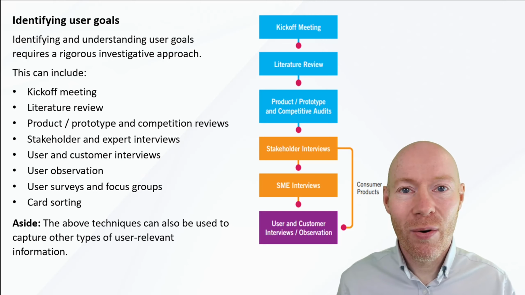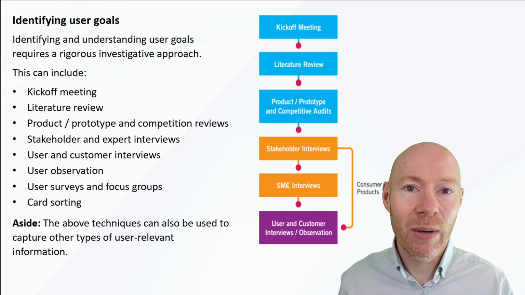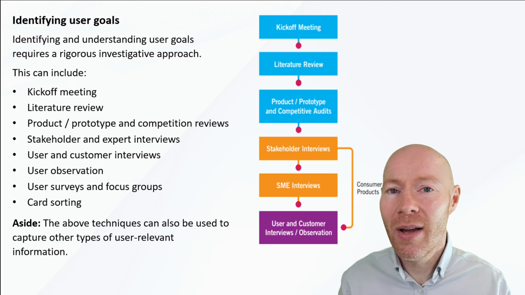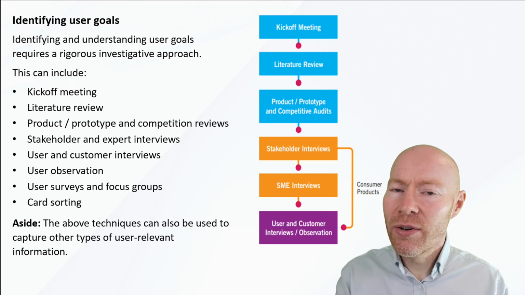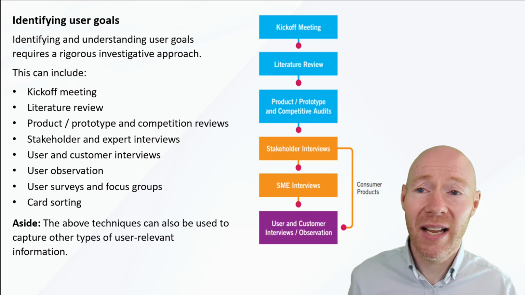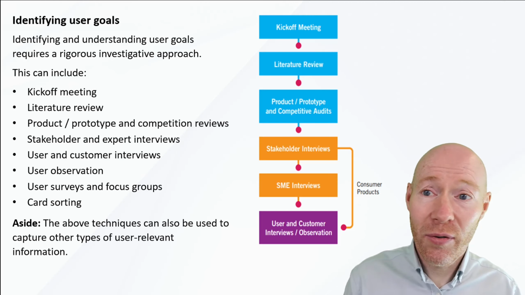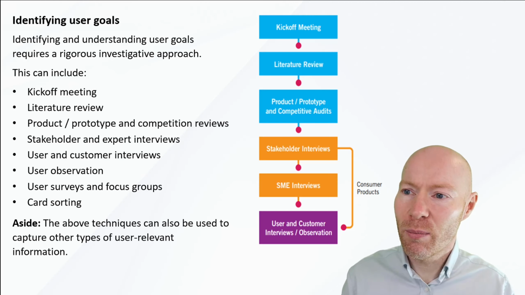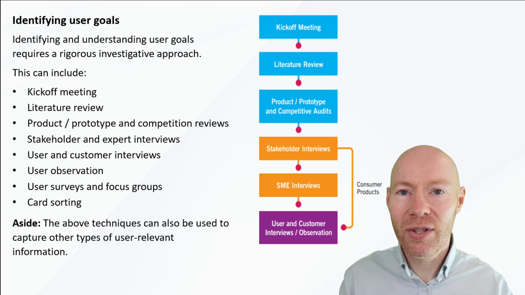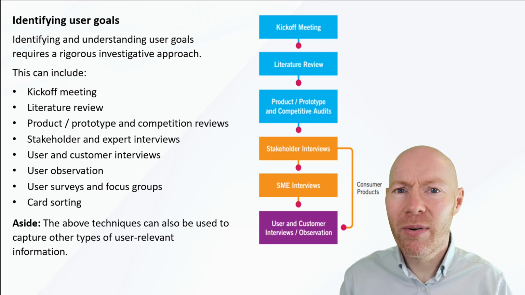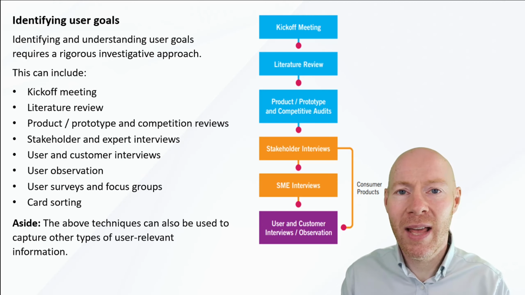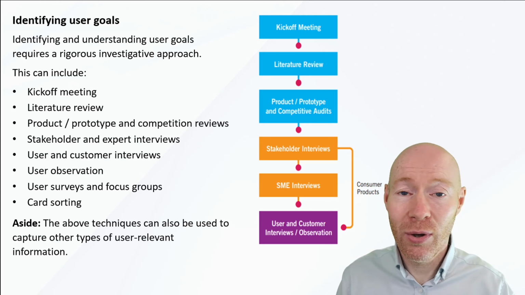And that's important because in the last presentation we indicated we just can't simply ask the user what goals they have. Rather, we have to be more careful and try to infer and discover what those goals are. There's a range of different techniques we can use, from a kickoff meeting through to literature review, a product prototype, competition reviews, and stakeholder and expert interviews. Collectively they help set the scene and help us contextualize some of the things that we then engage with when we're talking to our users.